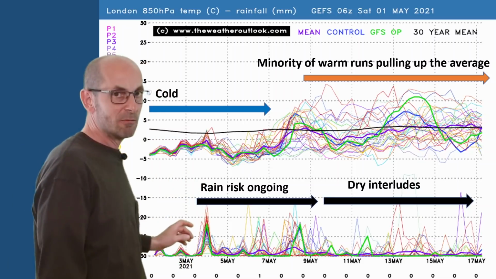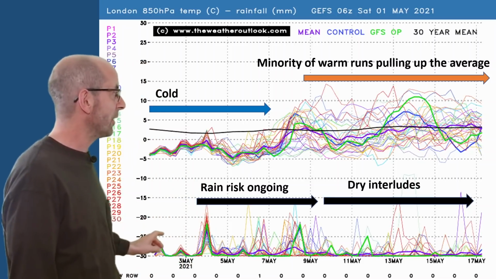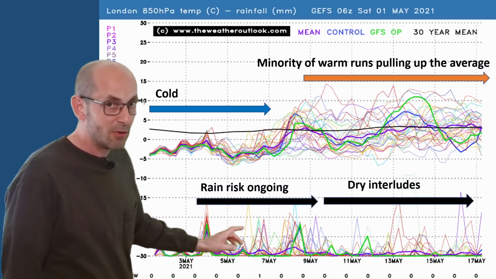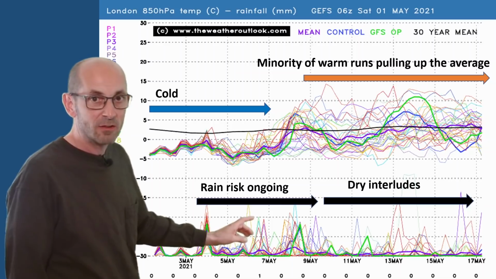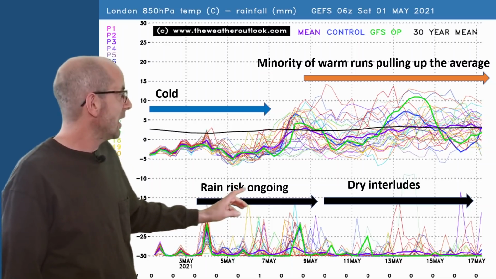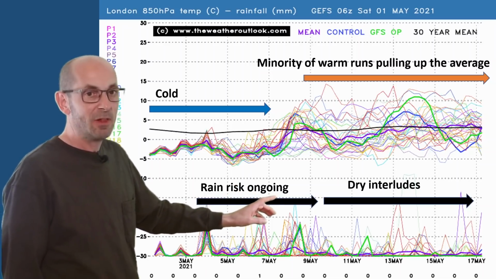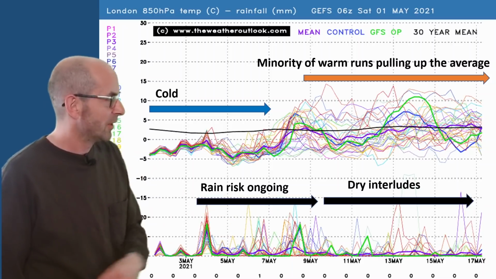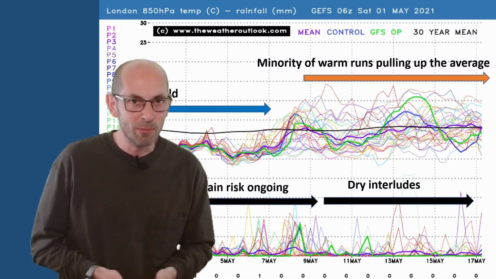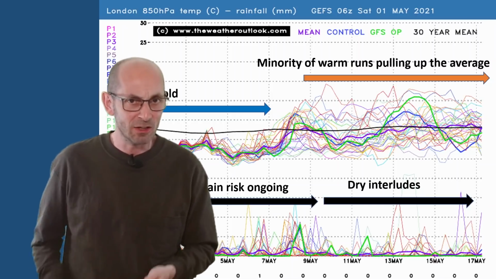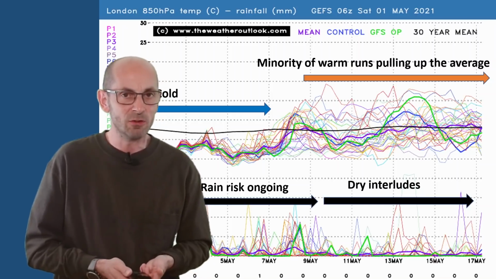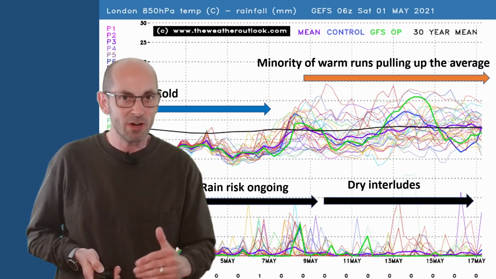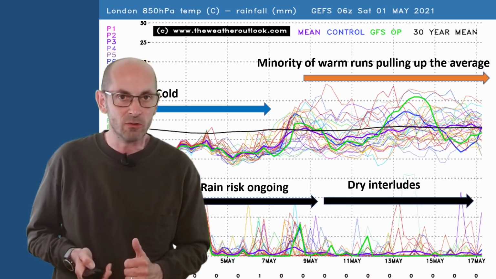If we look at the rainfall plot, which is the lower part of this, we see through the first 9 or 10 days, there's an ongoing risk of rain, quite wet at times. And then through the middle third of the month, from about the 11th, there are still rain spikes appearing as we go forwards, but there are fewer of them, and it's suggesting an increasing chance of drier interludes. Again, it's not looking settled, but just a greater chance of some drier interludes.